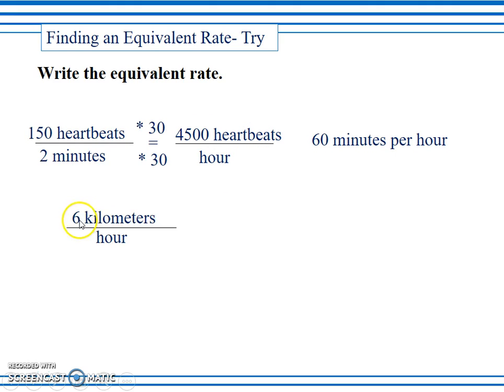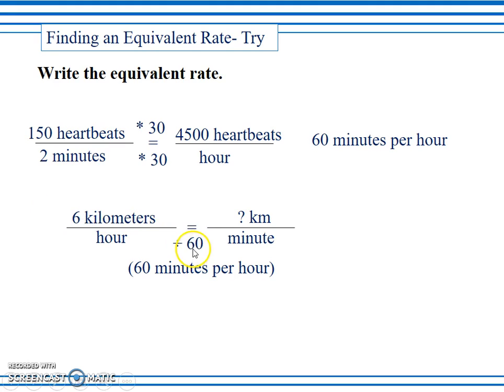Next, we have 6 kilometers in an hour. Somebody's walking 6 kilometers in an hour, and we want to know how many kilometers they walk every minute. So again, we have 60 minutes per hour, but this time we're going a different way. We're going from hours to minutes. So if I did this one, I would divide the denominator by 60 and divide the numerator by 60. So I would get 0.1 kilometers.